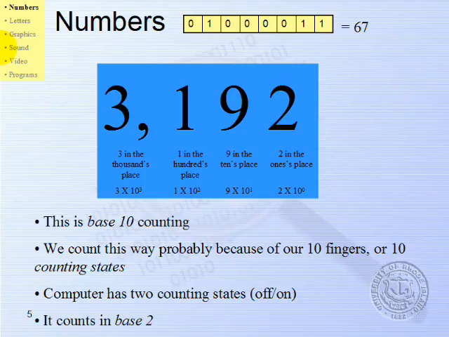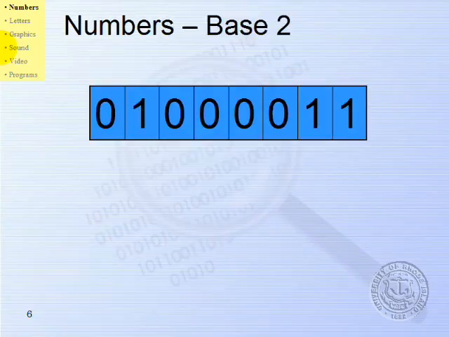There are number systems in mathematics for many different bases. Base 2 uses 2 digits to count. Base 10 uses 10 digits. The 10 digits that we count with are 0, 1, 2, 3, 4, 5, 6, 7, 8, and 9. The 2 digits that a computer counts with are 0 and 1. So we said that this byte represents the number 67.